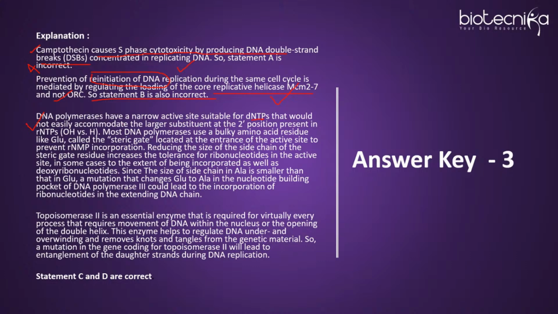So it says that DNA polymerase has a narrow active site suitable for the dNTPs that would not easily accommodate the larger substituent at the 2' position present in the rNTPs. So at the 2' position in rNTPs, that is OH versus H, there are large substituents present here. As a result, it is not able to accommodate these rNTPs into its active site.